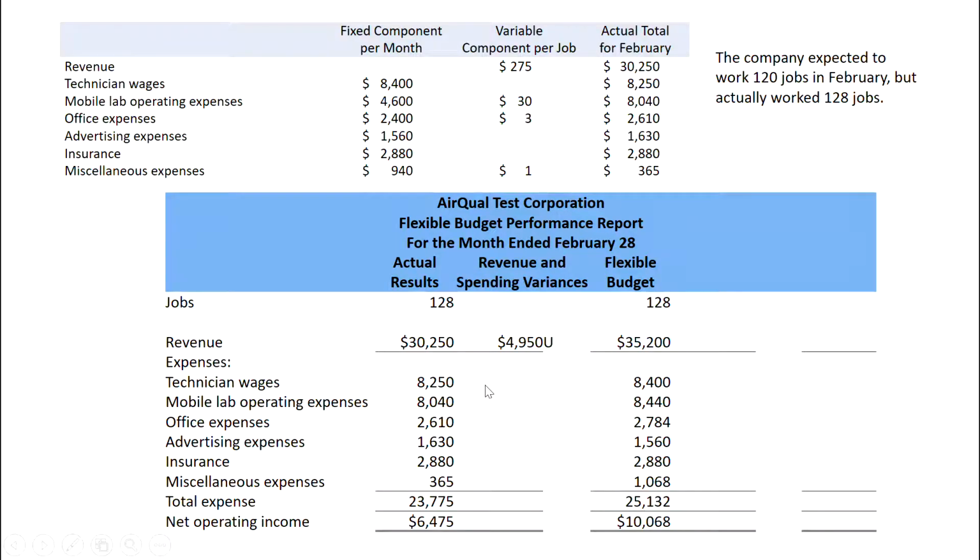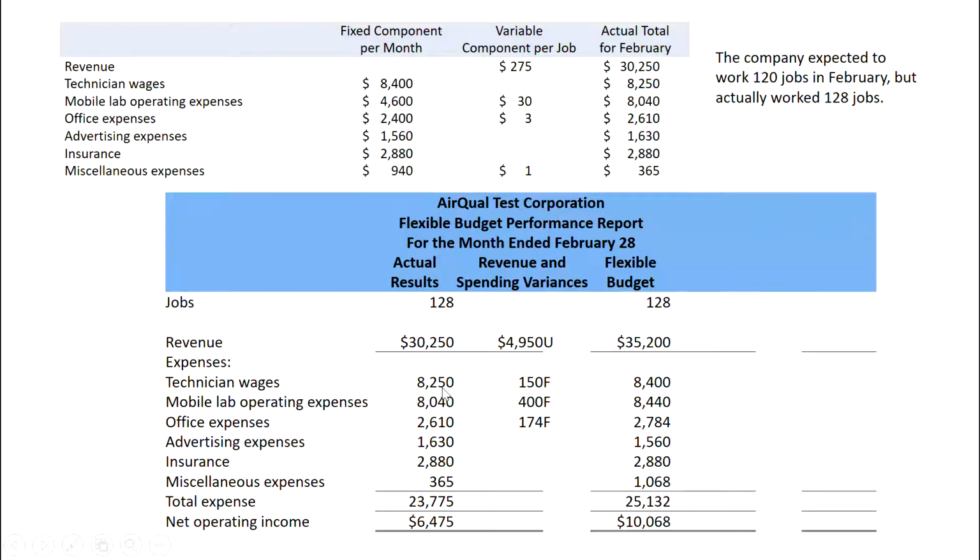So let's go ahead and go down and calculate our spending variances. For example, I did that for technician wages, mobile lab operating expenses, and office expenses. And you notice all of those listed were favorable. So let's give you an example. Technician wages, actual is $8,250. I compared that to the flexible budget of $8,400, and it's favorable. It's a $150 difference, but it's listed as favorable.